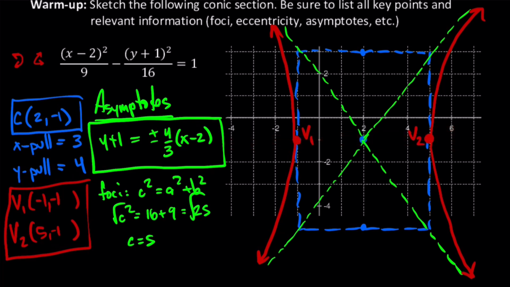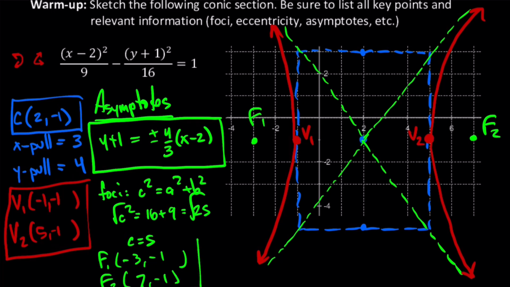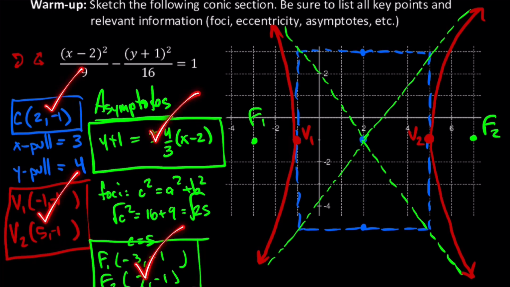Okay, so let's go 5 from the center. 1, 2, 3, 4, 5. It's actually out here. That'd be F2. And 1, 2, 3, 4, 5. F1 would be there. And what are those coordinates? Let's see, F1 is going to be -3, -1. And F2 is going to be 7, -1. Okay, so I've got center, I've got vertices, asymptote lines, foci.